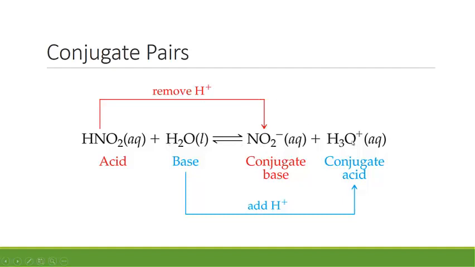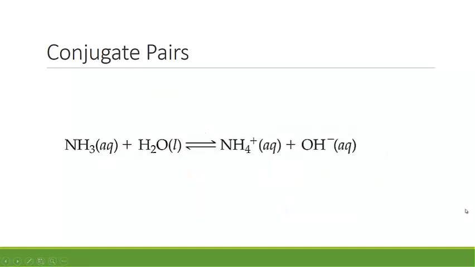It's going to gain a hydrogen, so that's how we know it's a base. And then when it gains it over here, now we have an extra hydrogen, so we call it a conjugate acid. Let's look at one more here. See if you can figure out who in this one is the acid and base and who's the conjugate. So go ahead and pause it, write that down, and then come back with me.